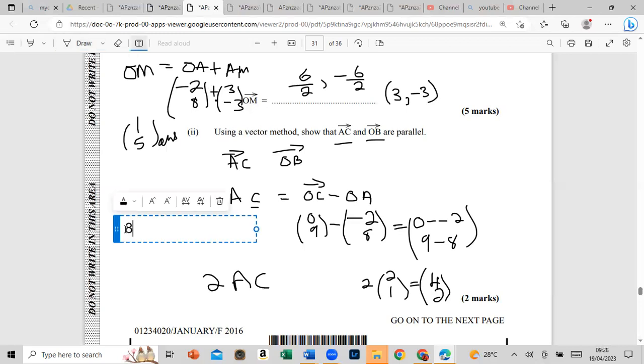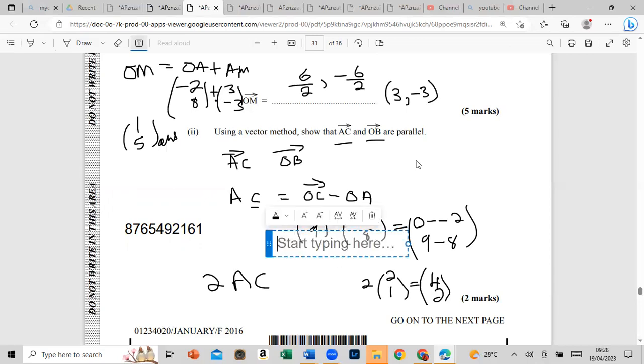I hope you guys understand what they mean by parallel, right? So in the same direction. Right? So if AC is a scalar multiple of OB, then the two vectors AC and OB are parallel. So if you can multiply one to give you the next, then it means they are parallel.